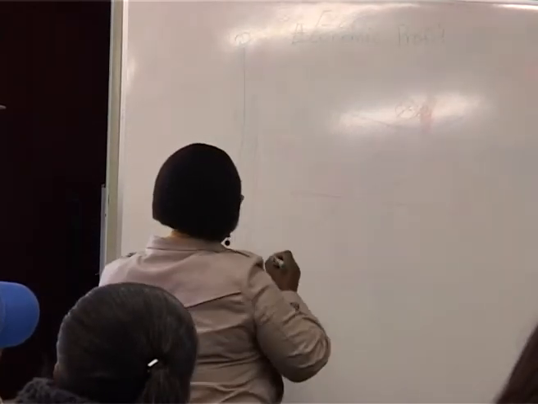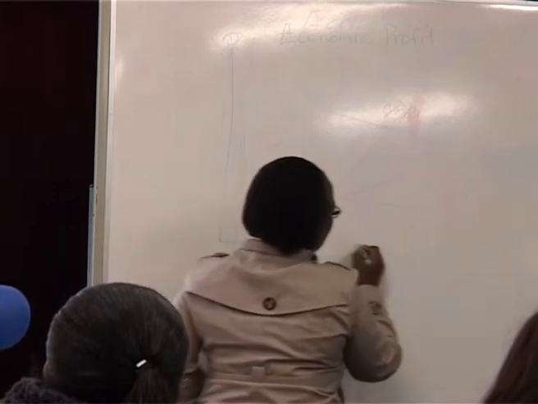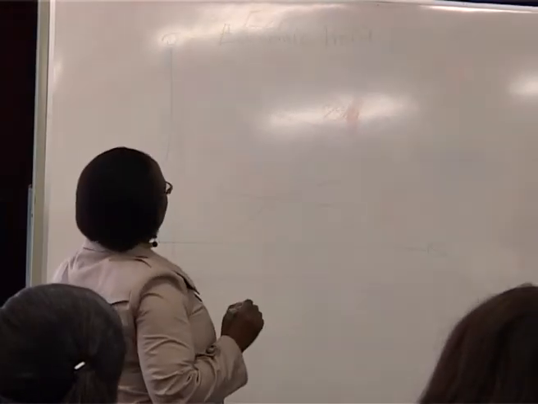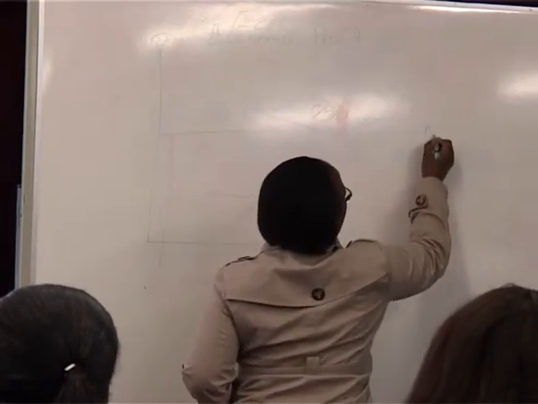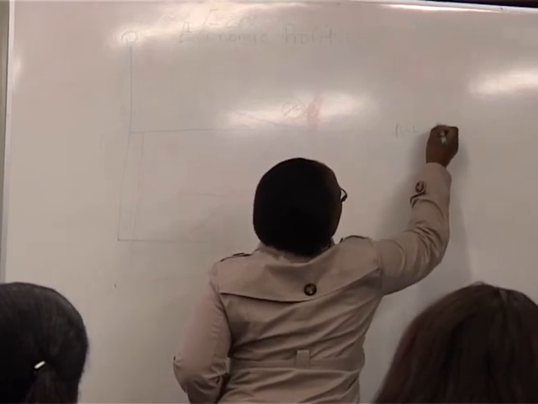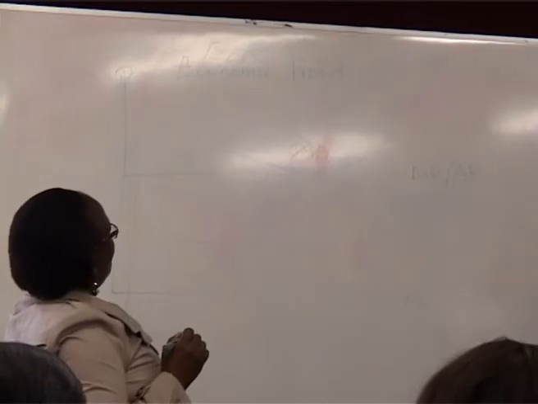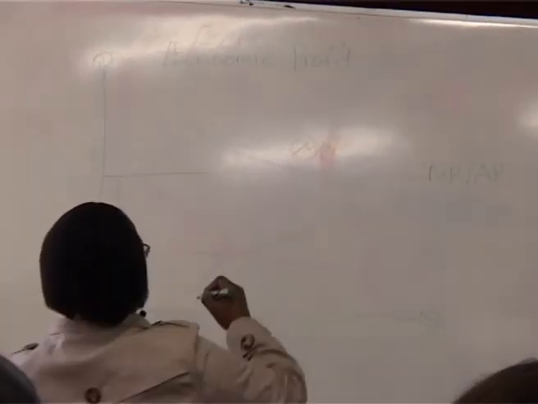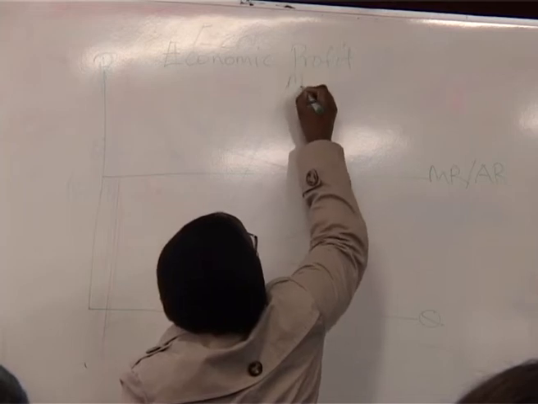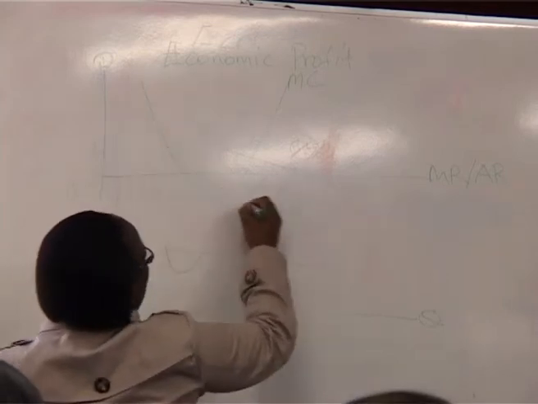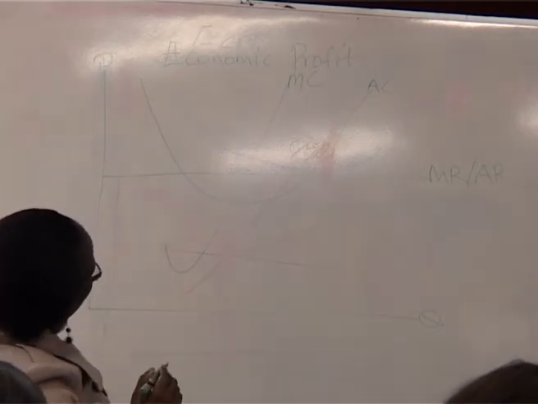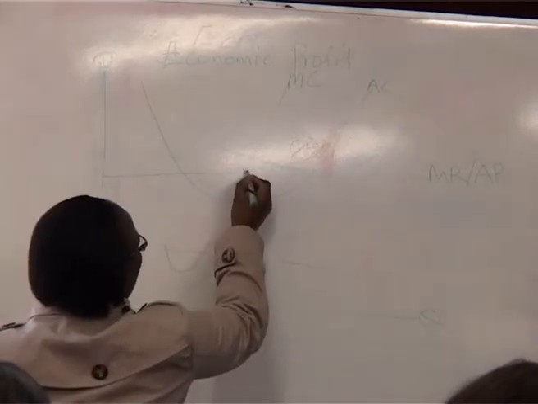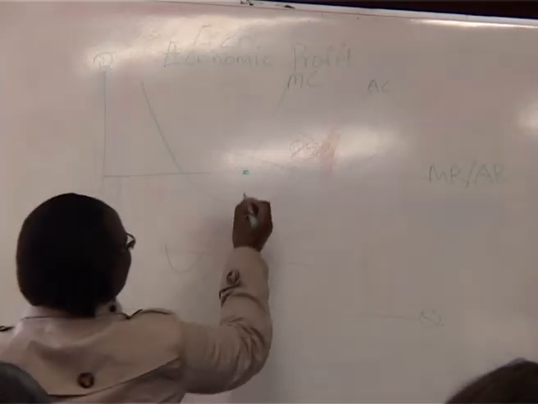Vertical line, just the box. Quantity. And then we have a horizontal line that is MR. Okay, and then marginal cost, MC. And we have average cost. Then we have the M and N point, that is the profit maximization point.